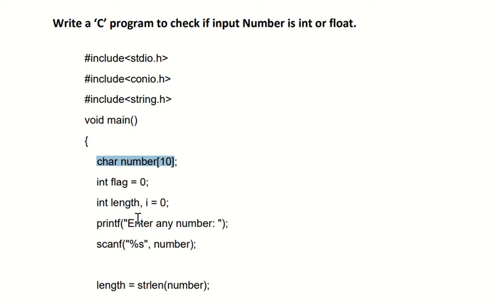Then we have two more variables. The first one is length, and the second one is i, and we are also initializing the value of i as 0. Now first of all we are going to ask a user to enter any number, just one number, and for that scanf and number. Suppose for example the user has entered 25.